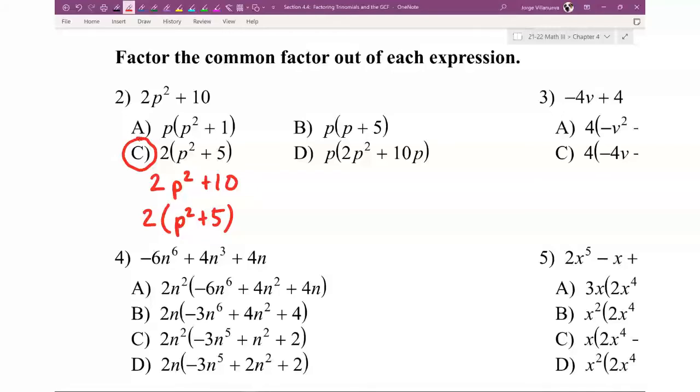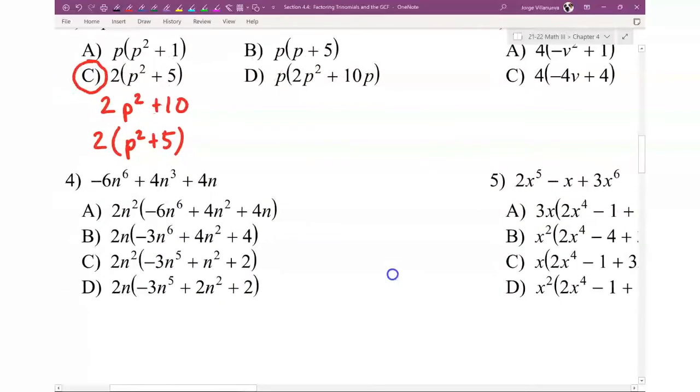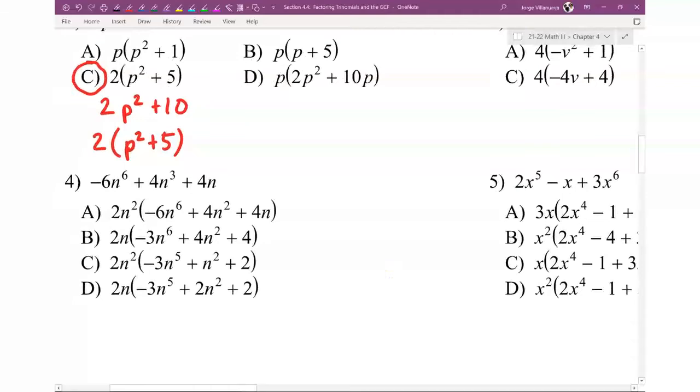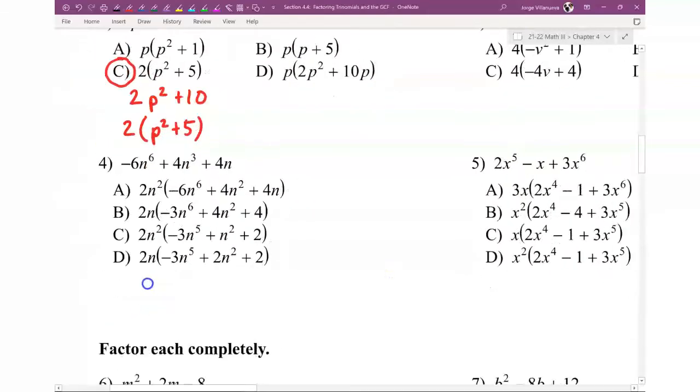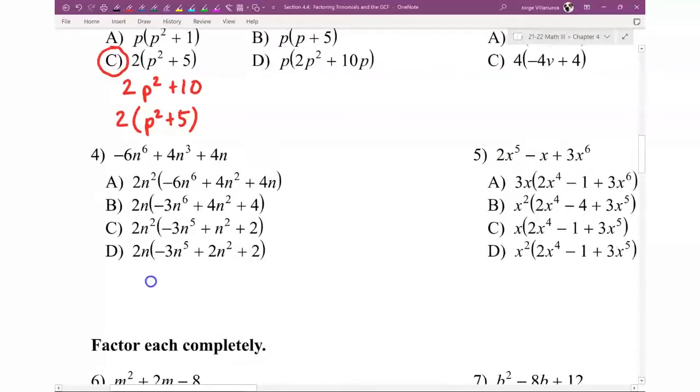Actually, I didn't want to do 5. Actually, 5 is fine. 4 or 5 are okay. It doesn't matter. Let's do question 4. It looks like it's going to be more difficult. I don't know if it will be, but it looks like it, so let's try it.